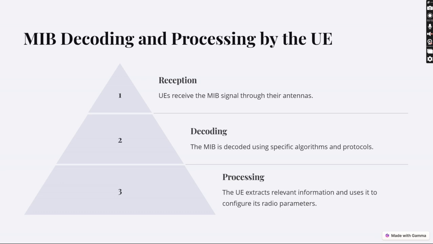What will happen is MIB decoding and processing by the UE. When the MIB is received by the UE through the antennas, it will decode the MIB. For that it will use some specific algorithms and protocols. Then it will extract the information in the MIB and synchronize with the network.